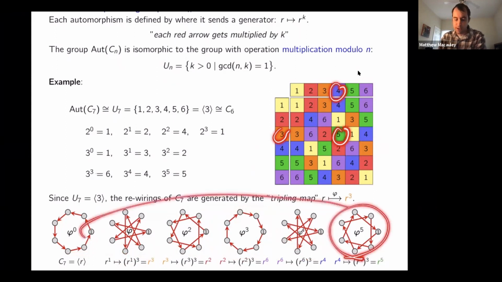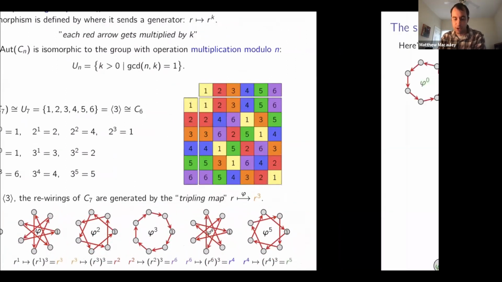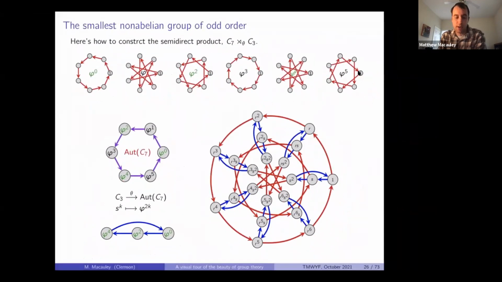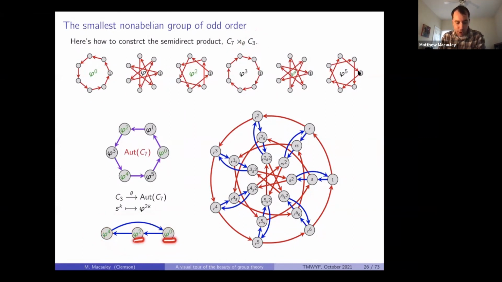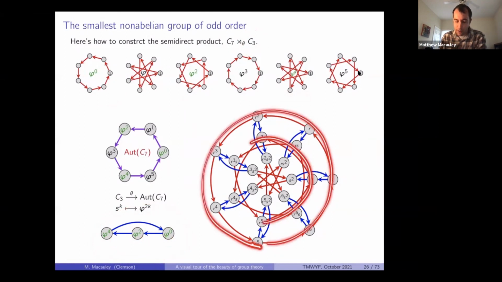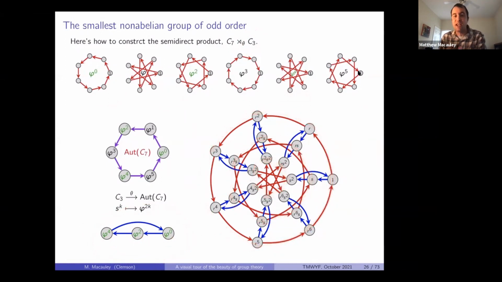So this is a way to visualize the automorphism group, and you can construct the semidirect product. I'm not going to go into the details of C7 with C3, but basically you take C3, which is this group right here. You picture these things as balloons. You blow up those balloons, and you stick in these 3 rewirings, 0, 2, 4, into these balloons. So here's the null rewiring, here's phi squared, and here's phi to the fourth, and then you reconnect things back up.